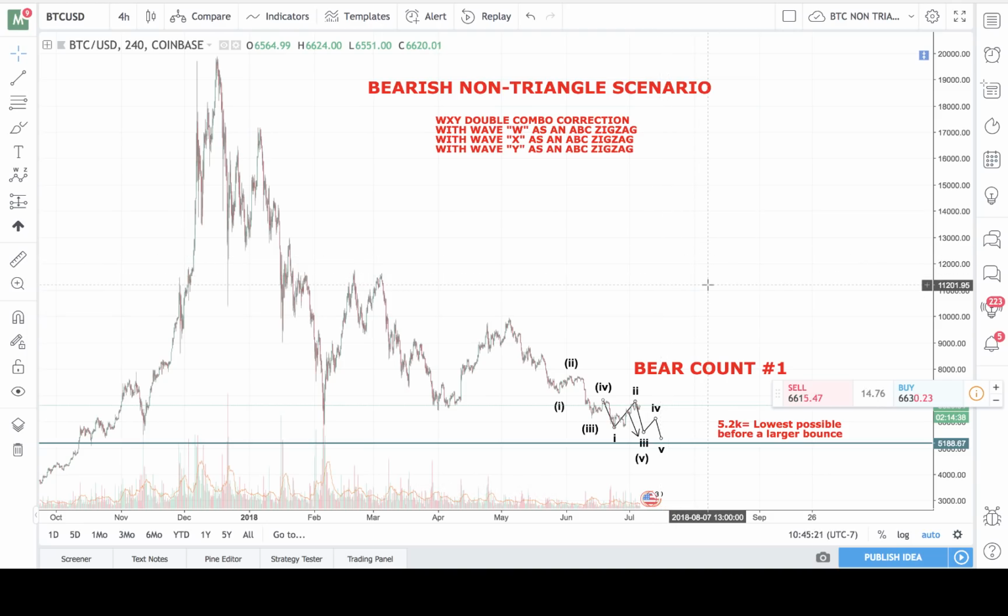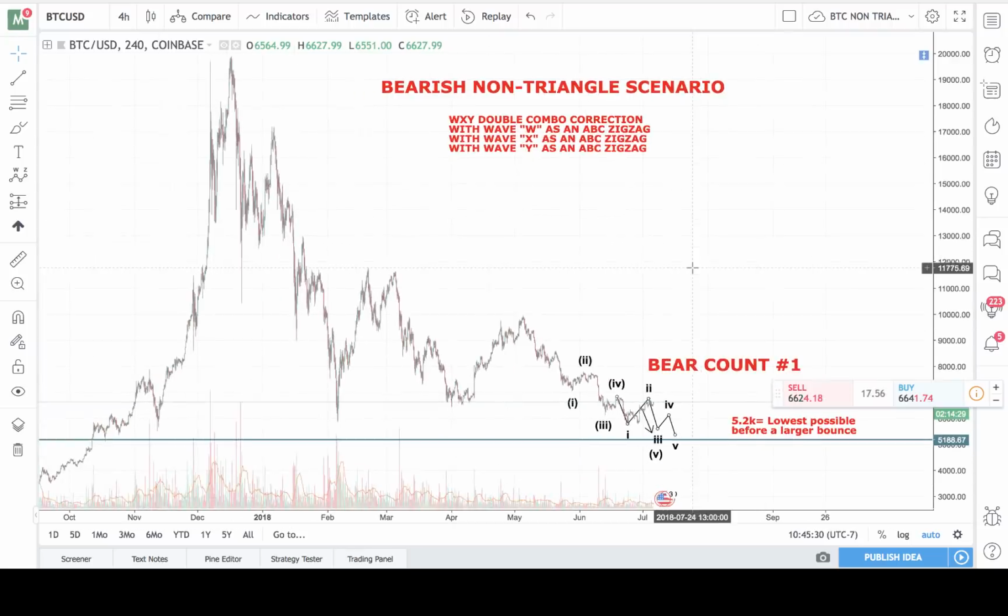So based on that, we're now going to go into the shorter time frames and try to analyze this five-wave move down. I have a couple of bearish counts. I have a bullish count as well, and we're going to go over those and see if we can make sense of what's going on here.